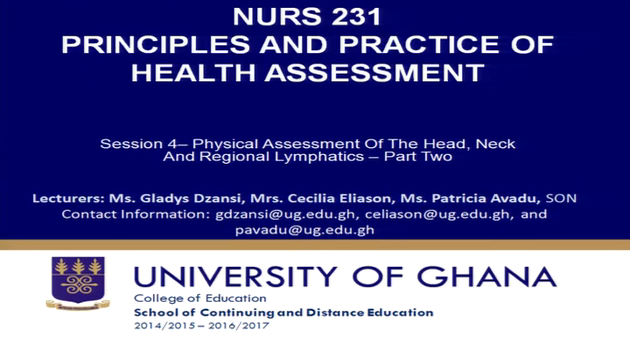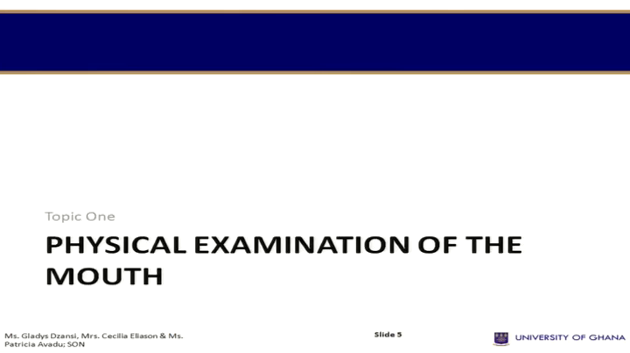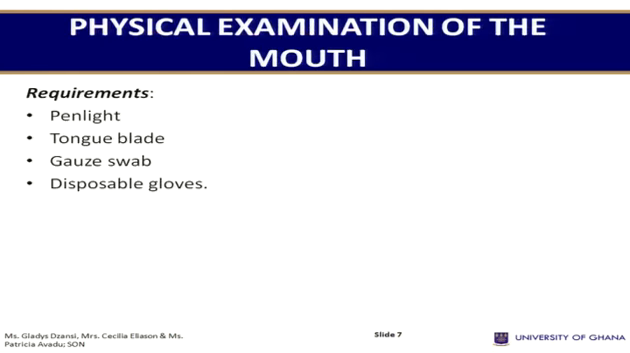This is the fourth session, the second part of the fourth session, and here we'll look at assessing the neck and the regional lymphatics. We'll focus on physical assessment of the mouth and then the lymph nodes. So, examination of the mouth. We need a pen light and a tongue blade.